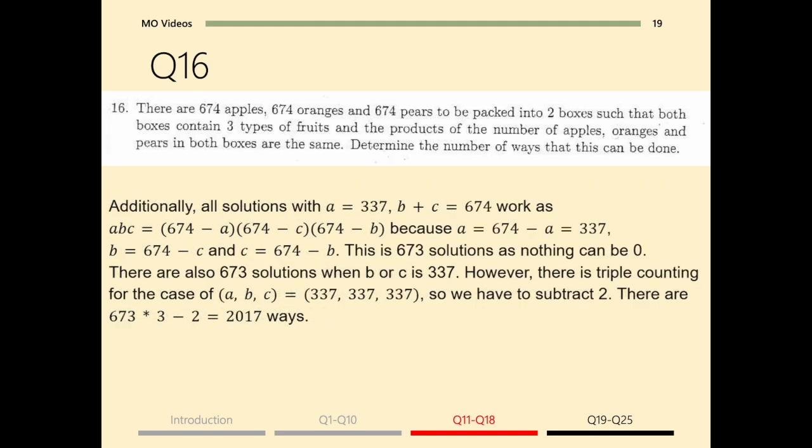We can also easily verify that these solutions always work. Now, since A, B, and C cannot be 0 or 674, there are 673 solutions for when A is 337, and similarly for when B or C is 337. You would think that this makes 2019 ways, but note that we are triple counting when all of A, B, and C are 337. So we have to subtract 2 and we find that the total is 2017 ways instead, so the answer is 2017.